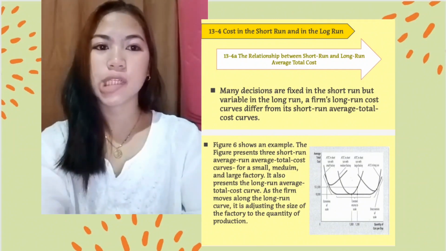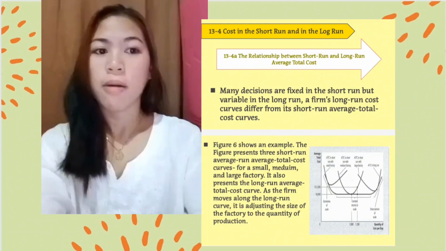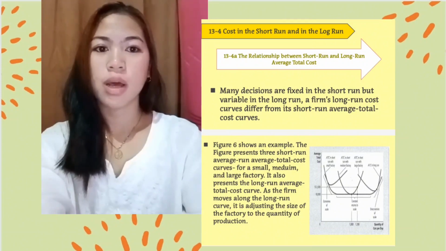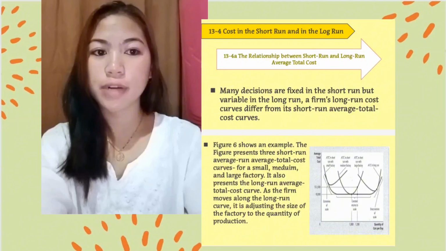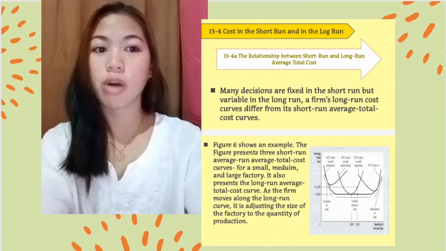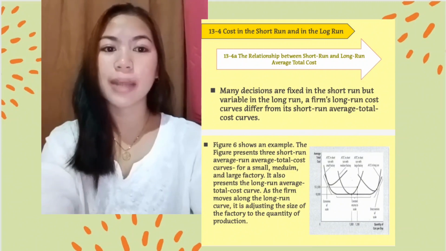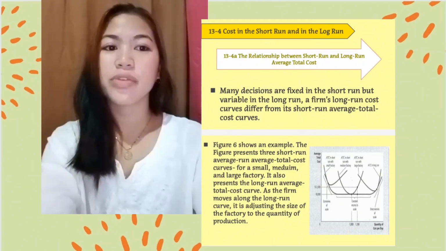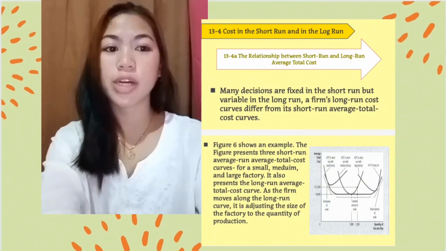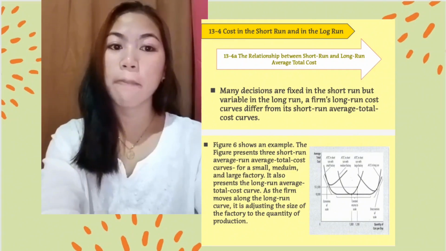Because many decisions are fixed in the short run but variable in the long run, a firm's long-run cost curves differ from its short-run cost curves. Figure 6 shows an example. The figure presents three short-run average total cost curves for a small, medium, and large factory. It also presents the long-run average total cost curve.